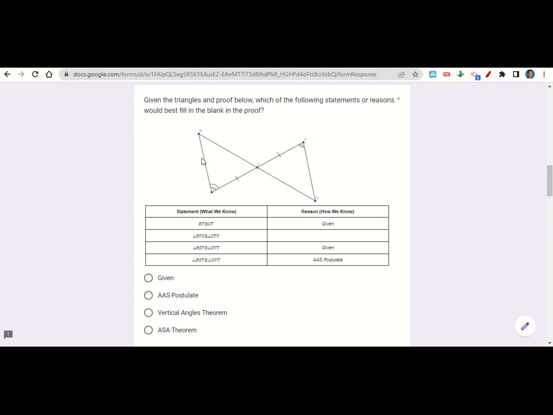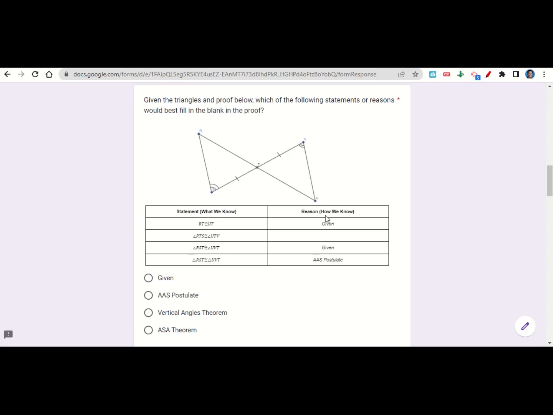So we have RT, this one, is congruent to UT, given. And now what about this one? RTS is congruent to UTV. Well, how do we know that this angle and this angle are congruent?